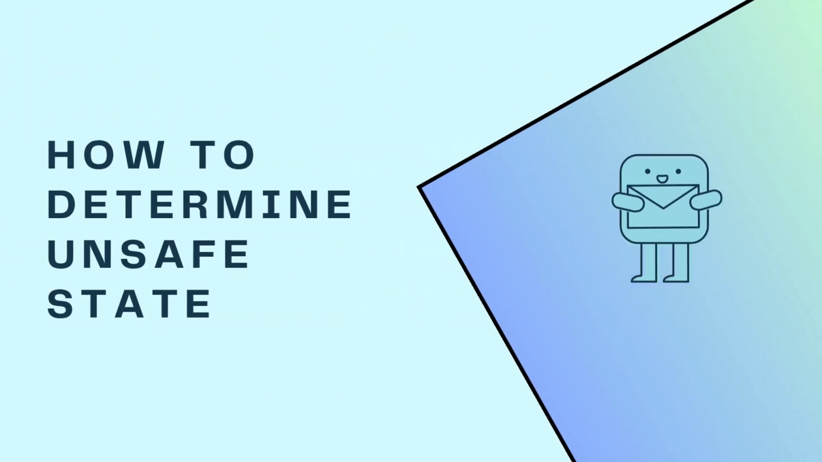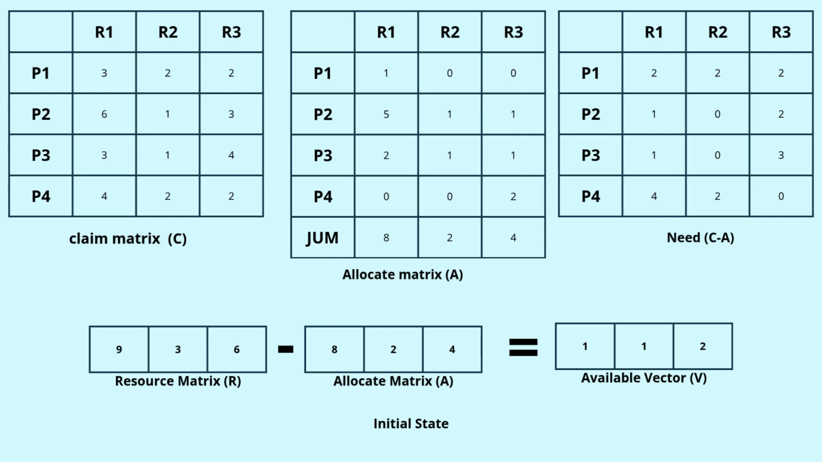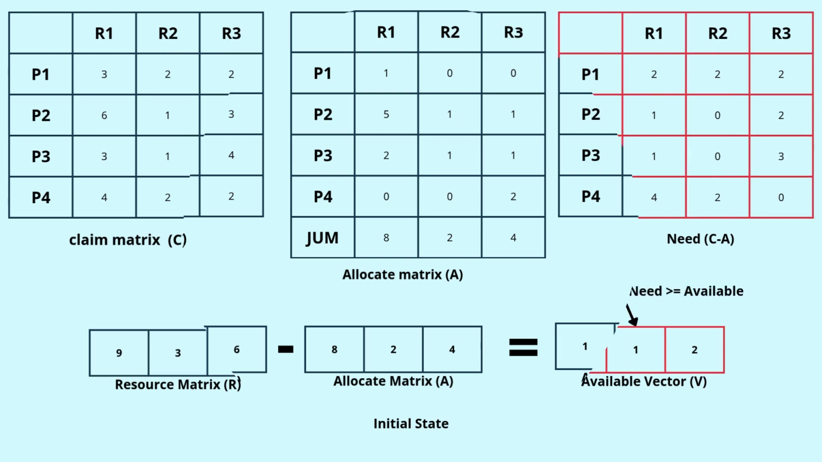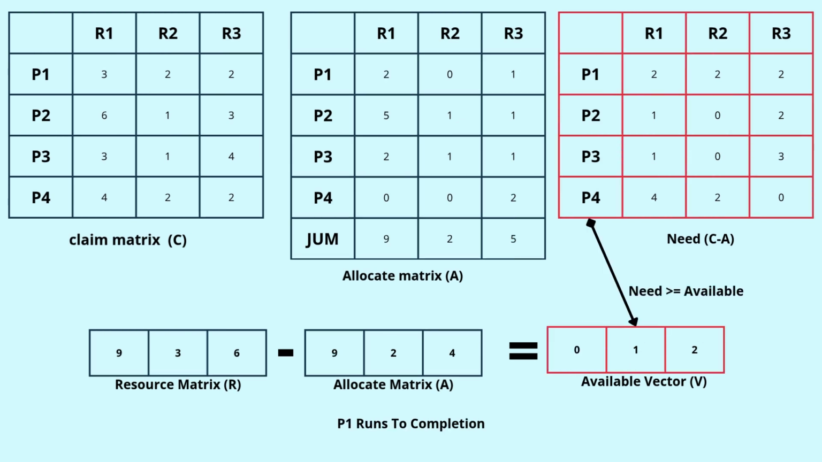How to determine an unsafe state. From this initial state, the system will begin to evaluate. Are there any processes that can be run with the available resources? When P1 runs to completion, there is no process that has need less than or equal to available from the initial state, and the system is in an unsafe state.